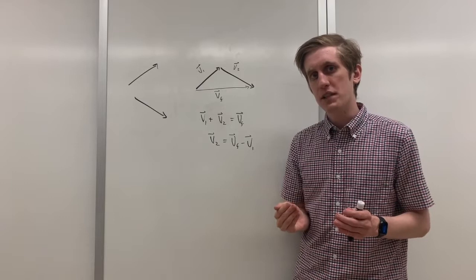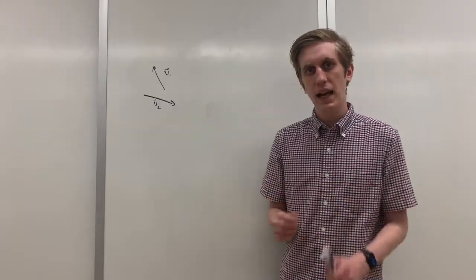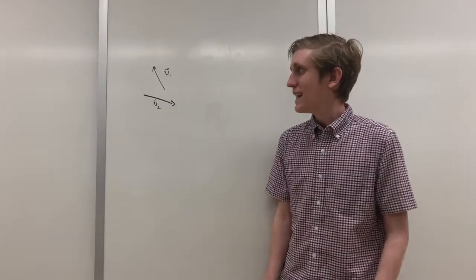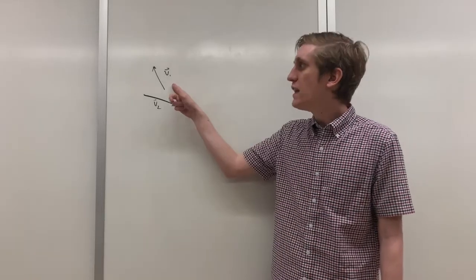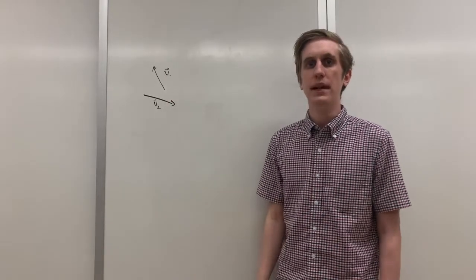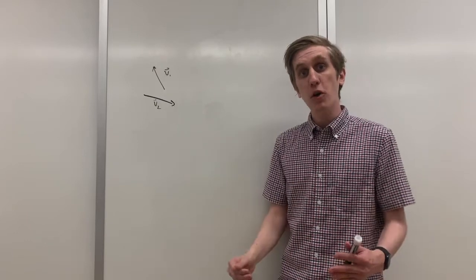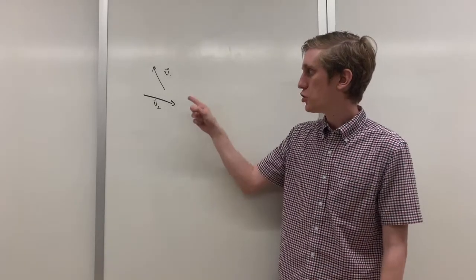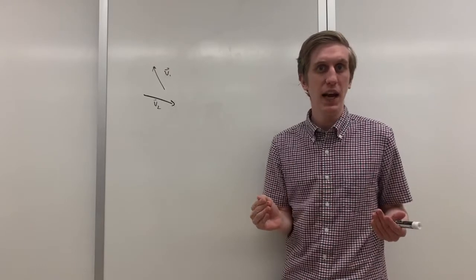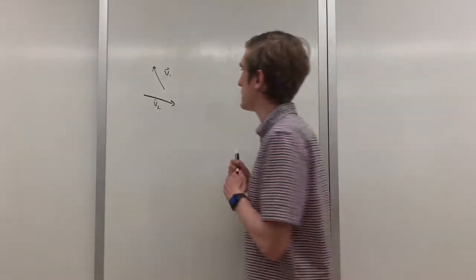Let's do one more example to make sure this is clear. Here are two new vectors. Let's try to figure out what v1 minus v2 is. The first step in this process is to just draw these vectors tail to tail. That looks like this.